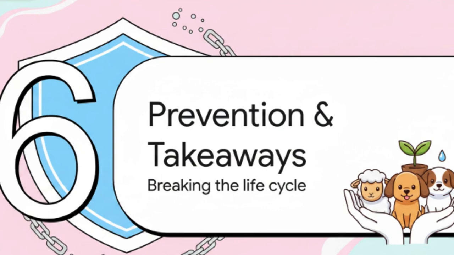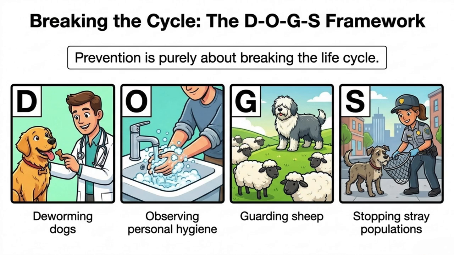Section 6. Prevention and Final Takeaways. Remember, at the end of the day, prevention is really just about breaking that life cycle, and it all links back to our definitive host. So use the DOGS mnemonic to completely break the transmission chain.